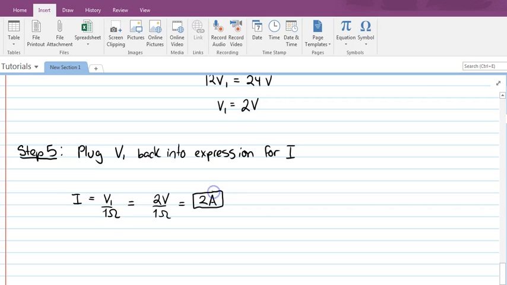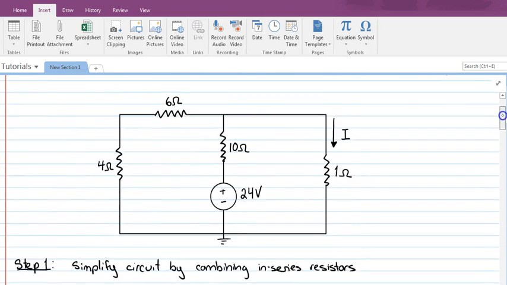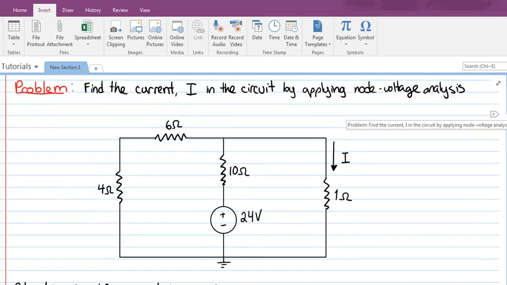And that's the solution for our problem. I, which is the current through the rightmost branch of the circuit flowing through that 1 ohm resistor, is equal to 2 amps. That's the current I.